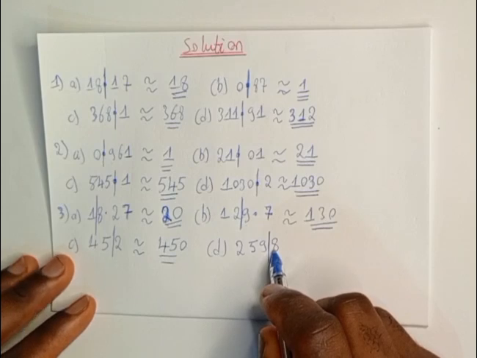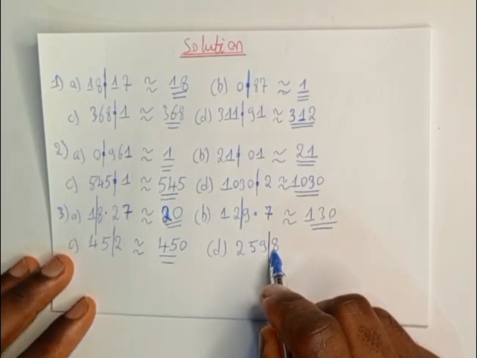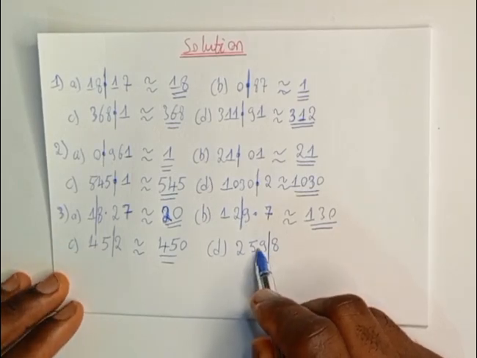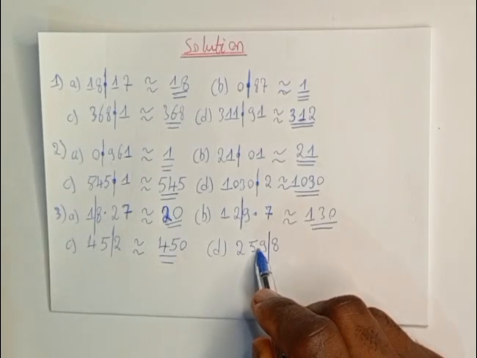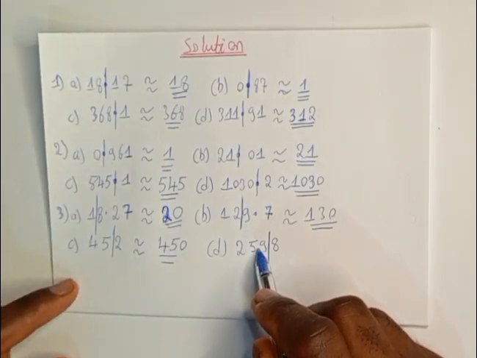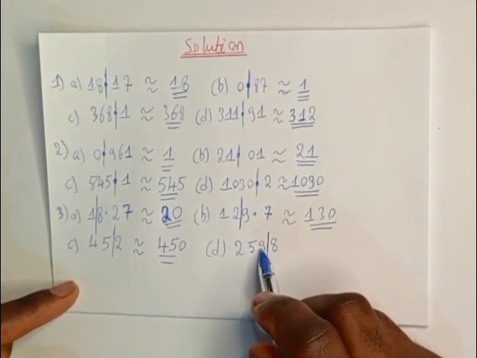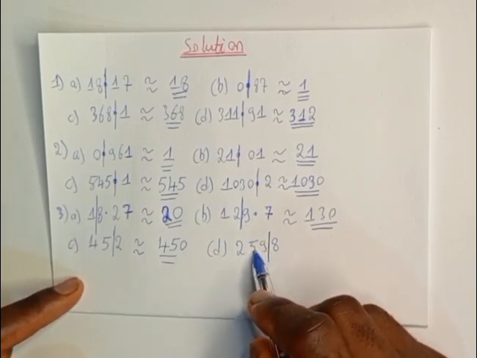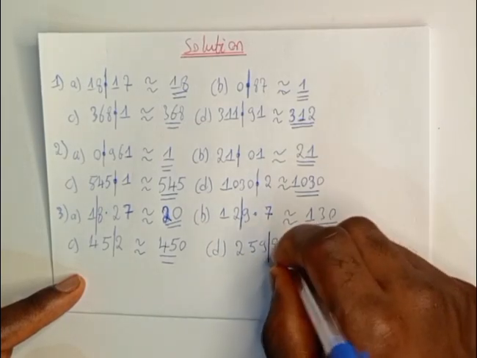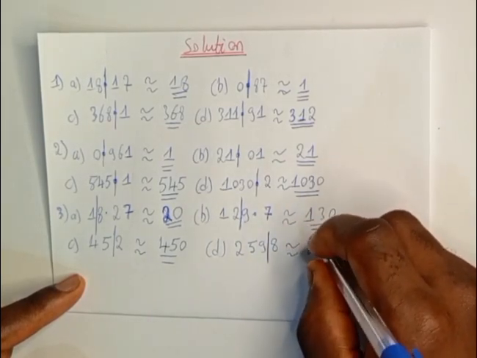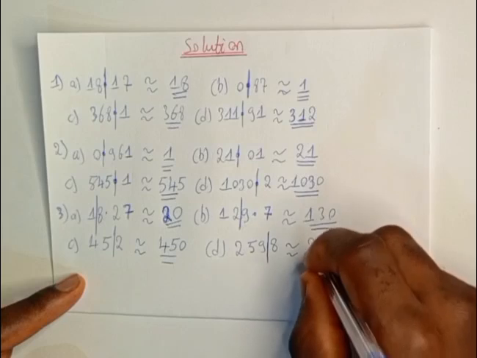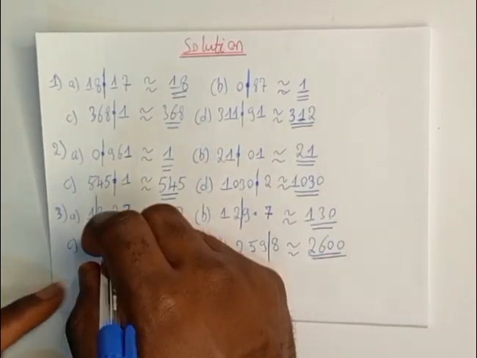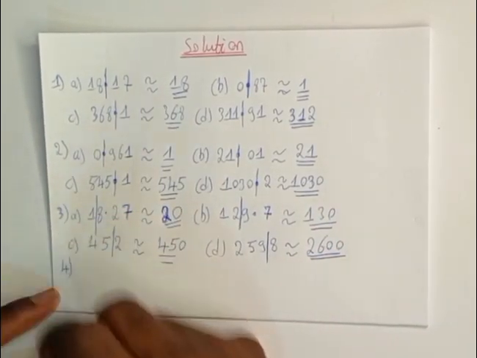8 is greater than or equal to 5, so it is rounded up to 1. We add the 1 to this 9. 9 plus 1 gives us 10. We cannot write 10 here. We are going to write 0. Then we carry the 1 to 5. 5 plus 1 gives us 6. This will be approximately 2600. We move now to question 4.